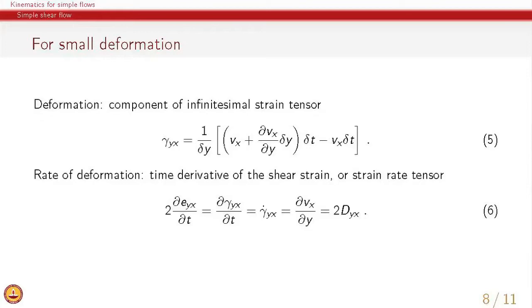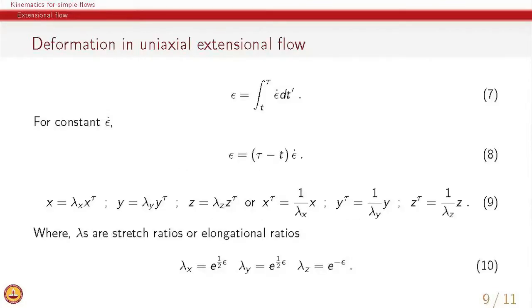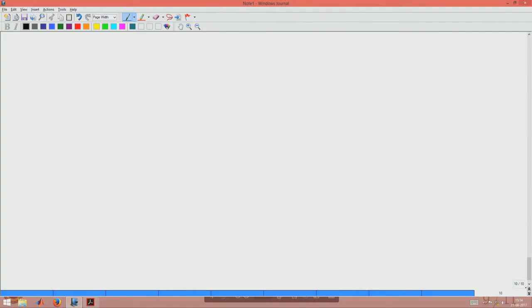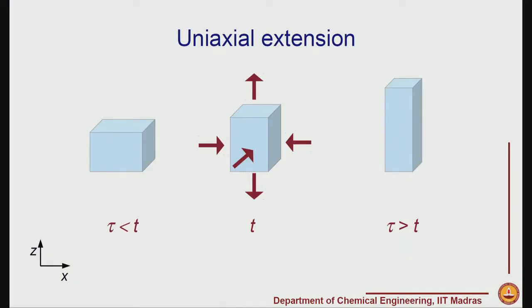The same thing can be done for uniaxial extensional flow also, where we can again define the position at any time with respect to the present time: x tau, y tau and z tau, and how they are described as a function of x, y and z. But before we do that, first let us try to describe what the flow is. So, what is the velocity field? Just to remind ourselves again, this is the flow.